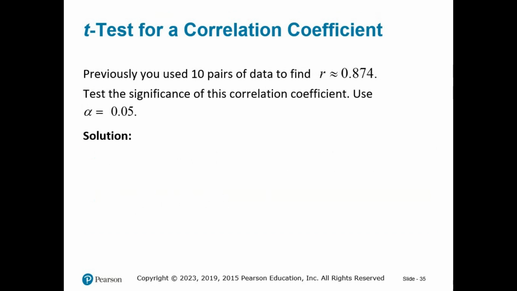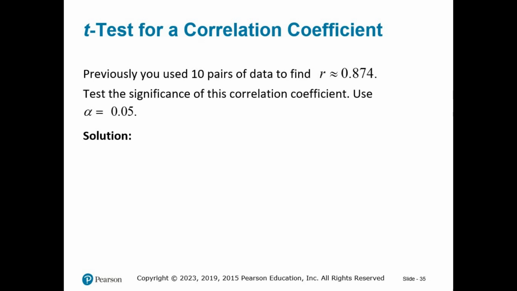So we're going to reuse the GDP data, but use tables to find our answer. So in this case, our n, or number of pairs, is 10. Our R value is 0.874. Alpha is 0.05. The alternative hypothesis is not equal to, so we'll be using a two-tailed test. My degrees of freedom is n minus 2, which will be 8. My alpha is 0.05, and I'm doing a two-tailed test.